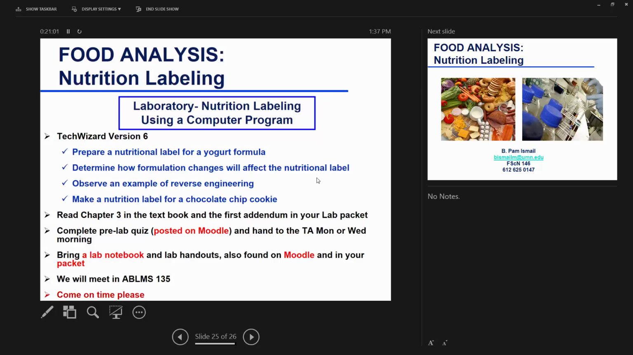All right, so next week, we're going to meet in ABLMS 135. The actual carrying out of the lab will be in the computer room, but I want you to meet me in the ABLMS lab. I'm going to go over lab requirements and lab reports and all that fun stuff about lab. And then we're going to walk to the computer room and you carry out the experiment there.